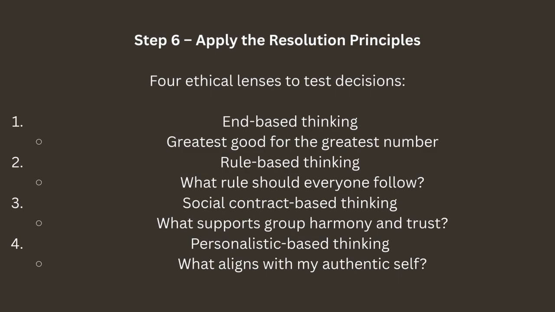Step 6, apply the resolution principles. So there are 4 ethical lenses to test decisions. Number 1, end-based thinking, the greatest good for the greatest number. Number 2, rule-based thinking, what rule should everyone follow, which means social contract-based thinking, and then what supports group harmony and trust? And then last is personalistic-based thinking, what aligns with my authentic self?